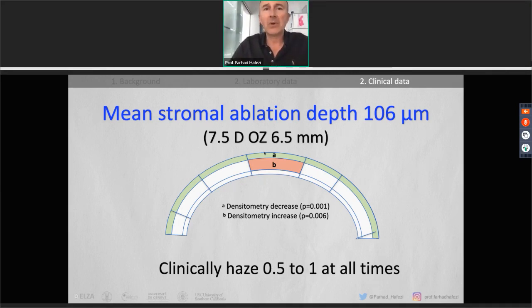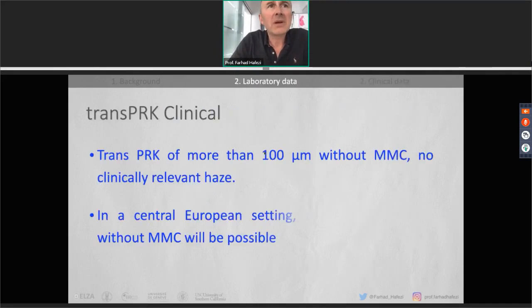With just the usual post-op schemes, I use fluorometholone, and when my haze gets too strong, I use dexamethasone. And all these cases were very deep stromal ablations using the normal arsenal of post-op medication with no major surprises. So, in conclusion, a trans-PRK of more than 100 micron without the use of any mitomycin and in the absence of clinically relevant haze is possible in Middle European settings.